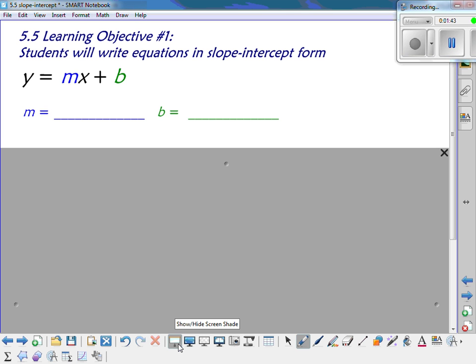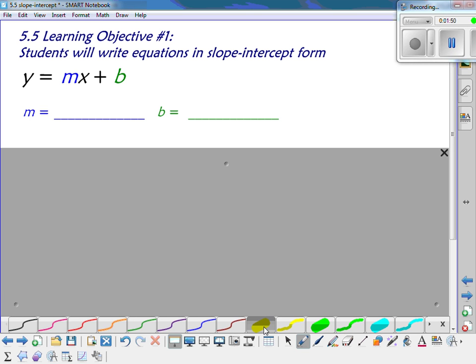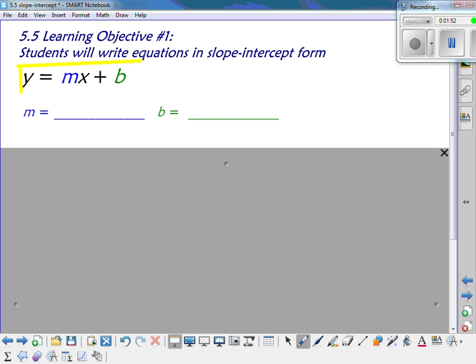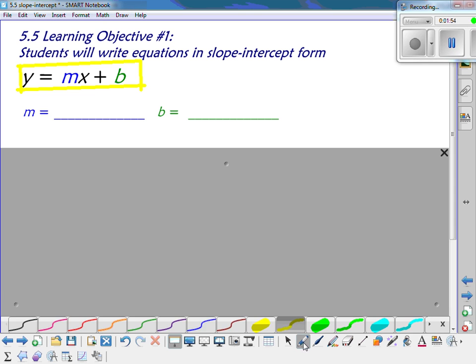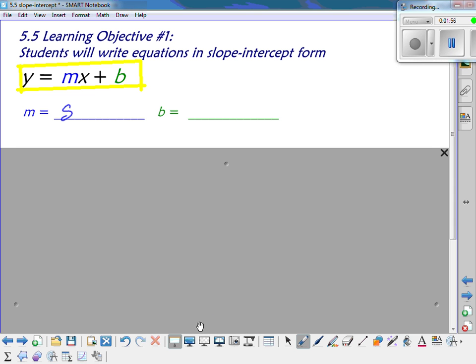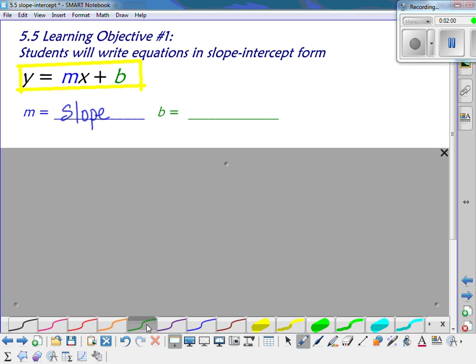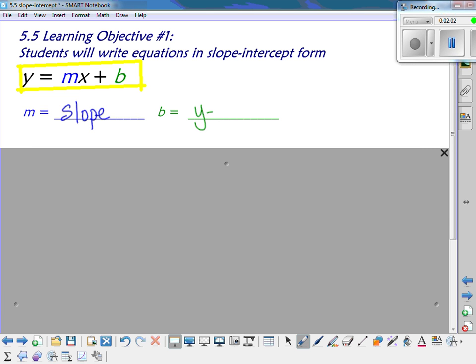All right, so our first learning objective is we will write equations in the slope intercept form. So again, the slope intercept form is just y equals mx plus b. The m stands for the slope. We already knew that from before. And the b is the y-intercept.